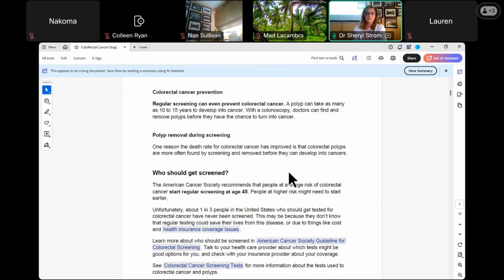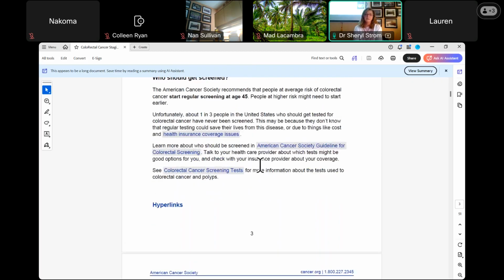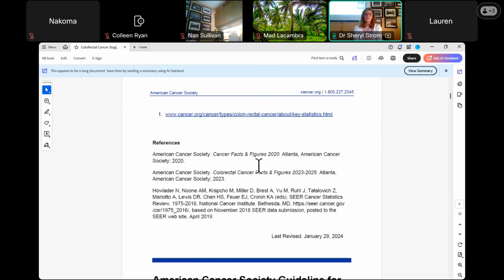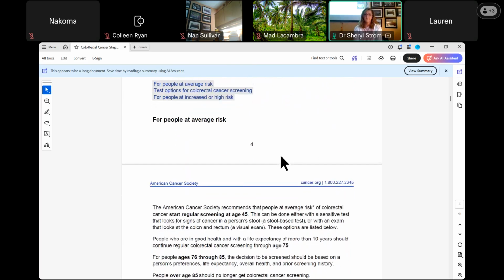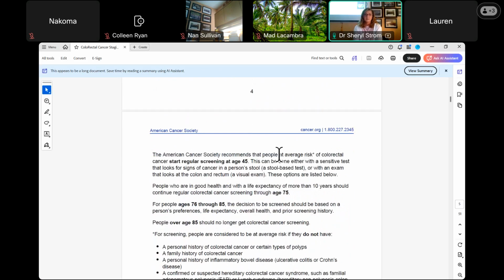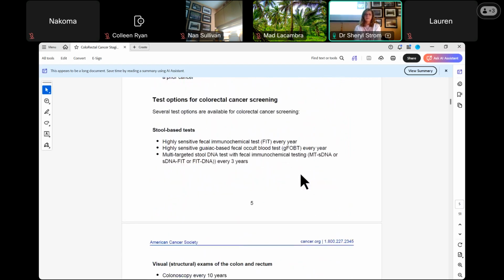I'll just run through this really quick. Start regular screening at age 45. They dropped it from 50. And unfortunately, only 1 in 3 people in the United States who should get tested for colorectal cancer have been screened. So it still happens. And I know a lot of people are doing what they can to stay as healthy as possible. People over the age of 85 should no longer get colorectal screening. Okay, so read through that.